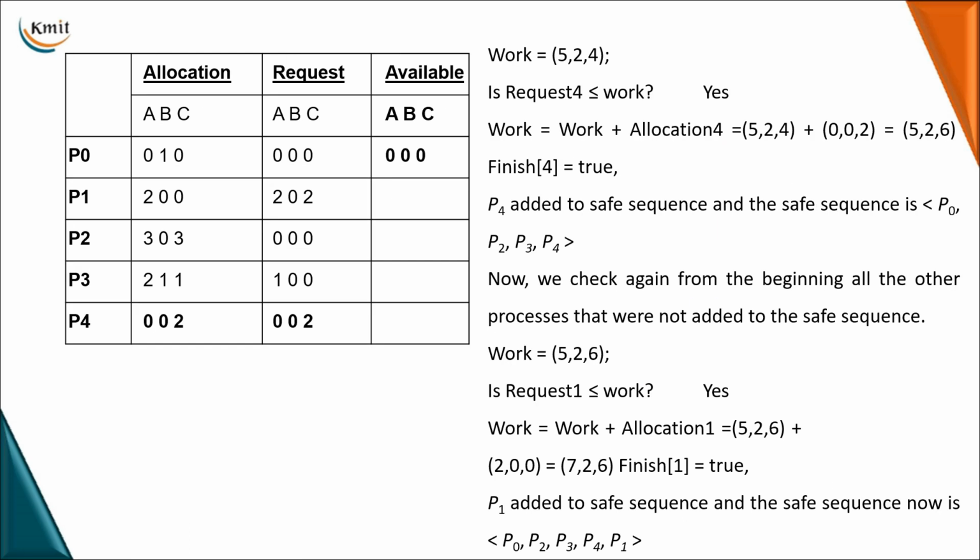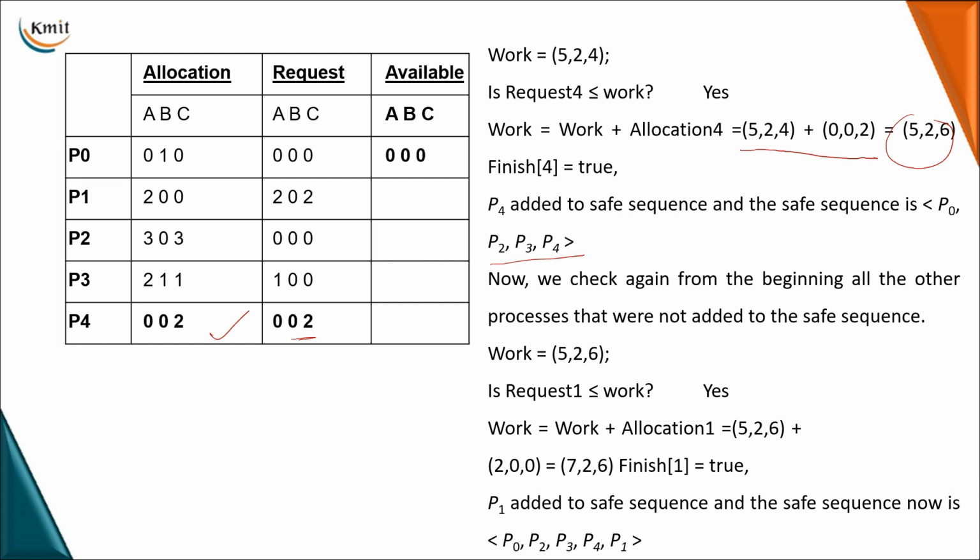Now the next process is P4. What is your request value here? 002, which is less than 524. Again, you make the corresponding changes. 524 plus your allocation value, 002, becomes 526, and your finish value is true, and you add it to the sequence.